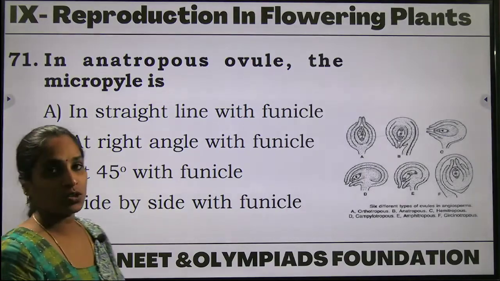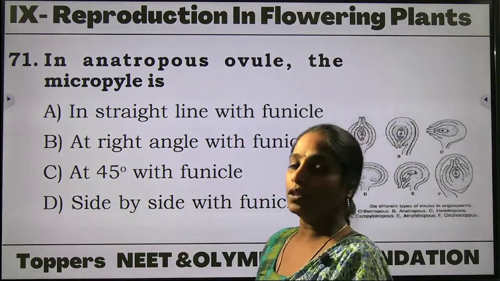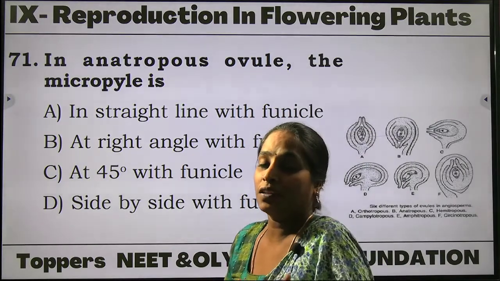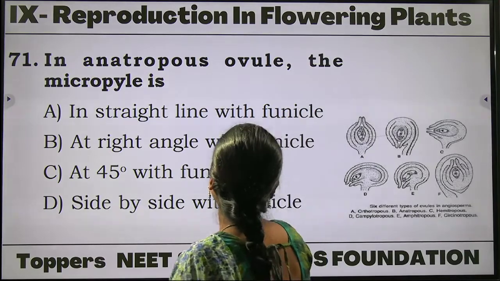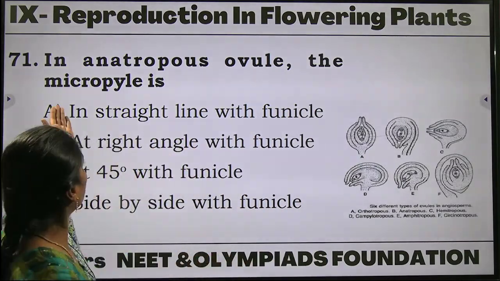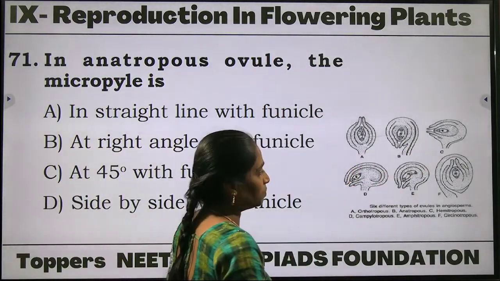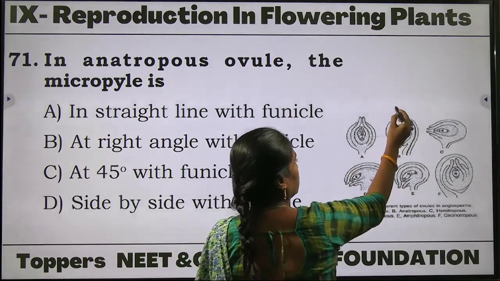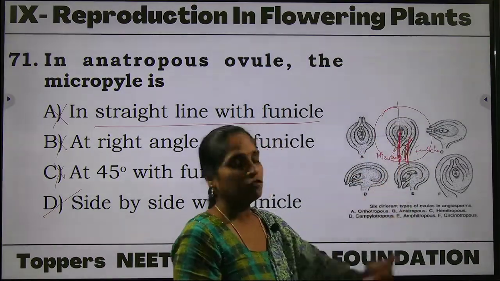Coming to the next question: in an anatropous ovule, the micropyle is. Where is the micropyle in the anatropous ovule he is asking. Before going to the options, let us see the position of the micropyle in anatropous. Out of all these, where is the anatropous ovule? B1 is the anatropous ovule. The micropyle is on the side towards the funicle.